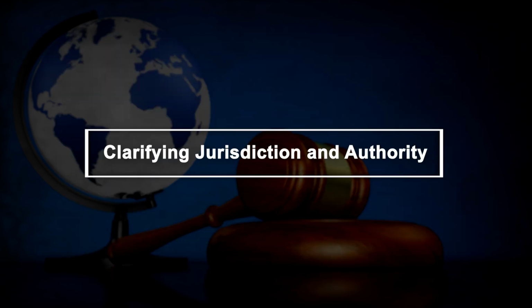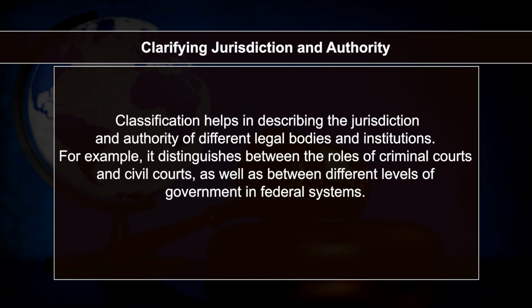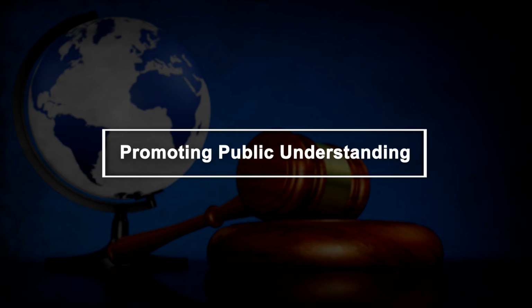Further, clarifying jurisdiction and authority. Classification helps in describing the jurisdiction and authority of different legal bodies and institutions. For example, it distinguishes between the roles of criminal courts and civil courts as well as between different levels of government in a federal system. Promoting public understanding.